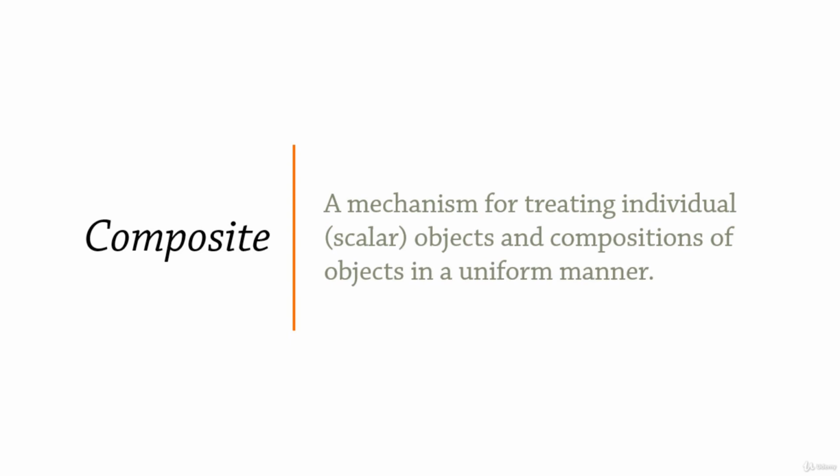So the composite design pattern is quite simply a mechanism for treating individual or scalar objects and compositions of objects in a uniform manner.